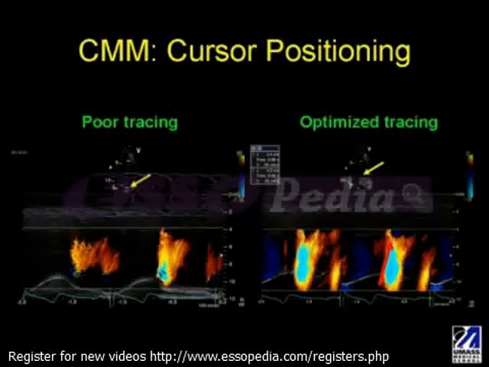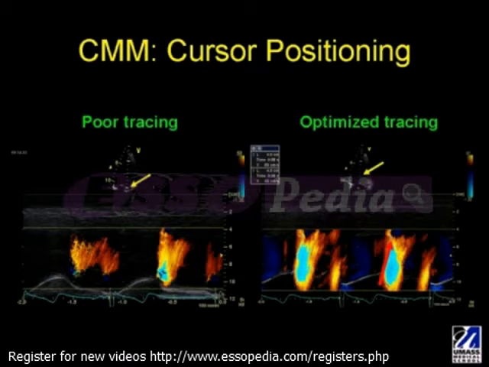Next is color M mode cursor positioning. Now this is absolutely critical. Not only cursor positioning, but the phase of respiration can significantly change or alter the color M mode propagation velocities. Now in the left panel, the cursor was positioned slightly to the right. If you see what that yellow arrow is, it's not directly across the LV as it should be, and it was obtained during normal respiration.